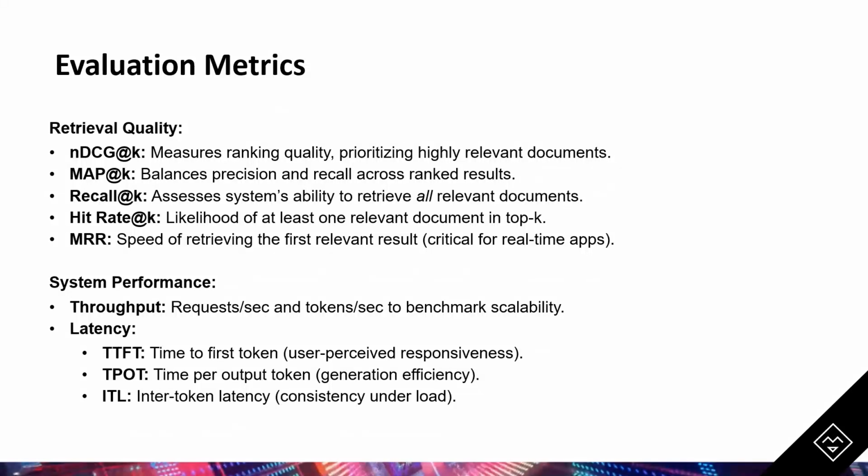The next one is MRR, or Mean Reciprocal Rank. It evaluates how quickly the first relevant result appears. This is particularly important for real-time applications where response speed is critical. Beyond retrieval quality, system efficiency determines whether an LLM can operate at scale. Throughput measures the number of requests per second the system can handle and the number of tokens processed, defining the scalability of the inference system.